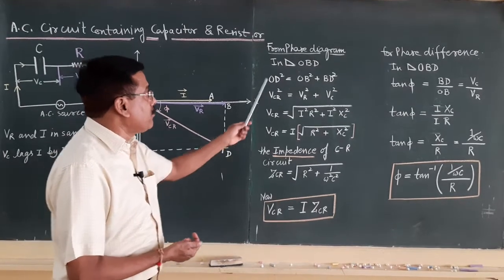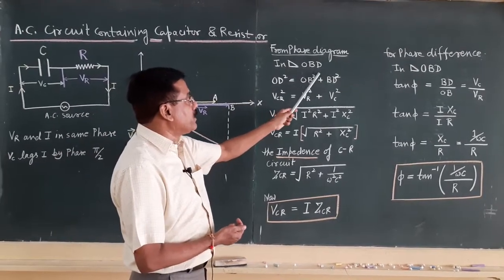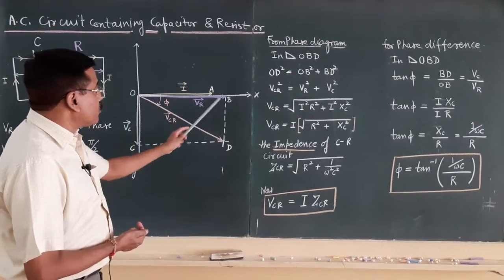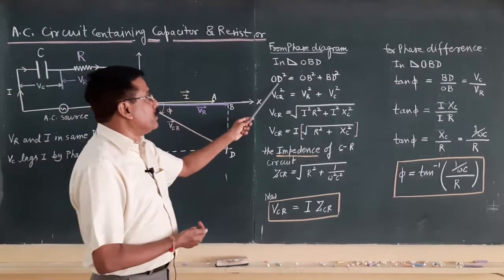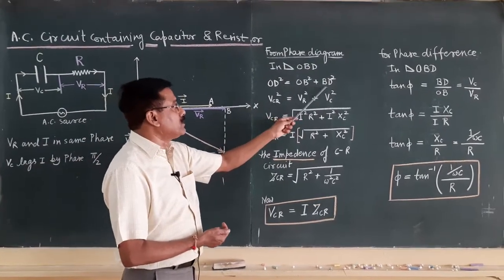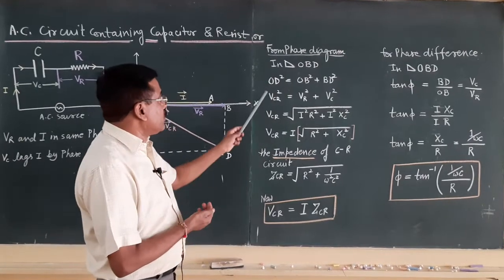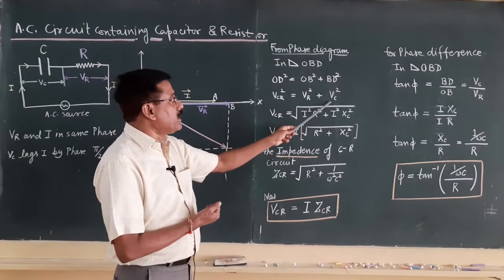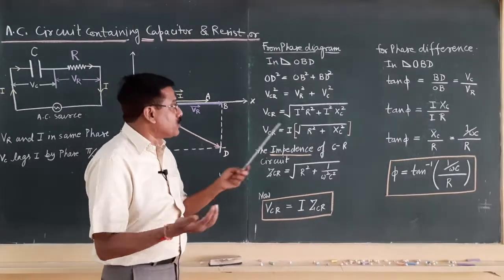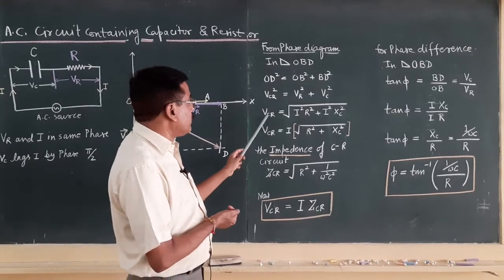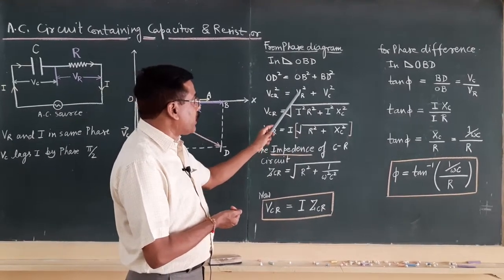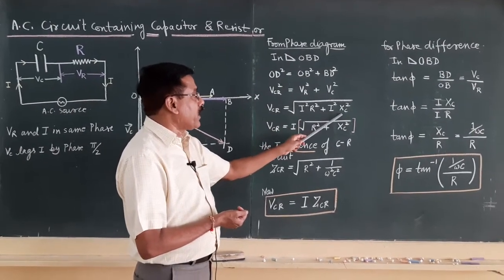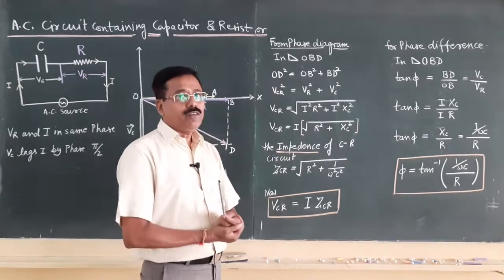In the phase diagram, in right angle triangle OBD, using Pythagoras theorem, OD square is equal to OB square plus BD square. Now, putting in the values, VCR is equal to the root of VR square plus Vc square. Using Ohm's law, VR square is equal to I square R square and Vc square is equal to I square Xc square, where Xc is the capacitive reactance.